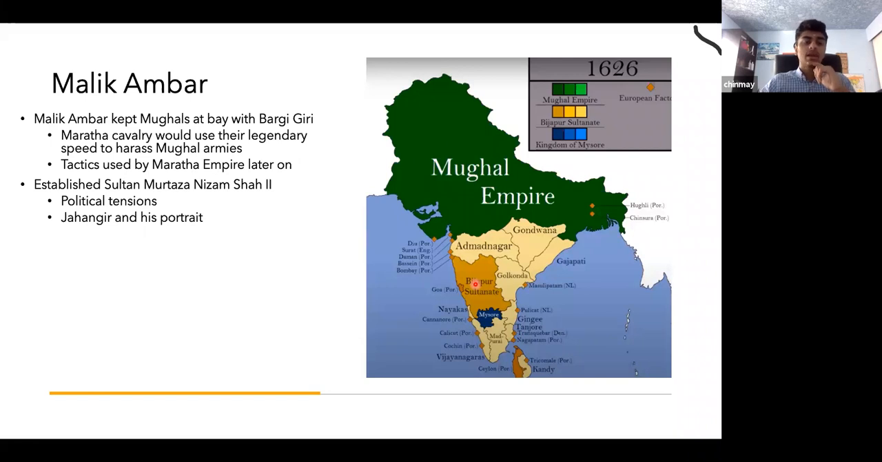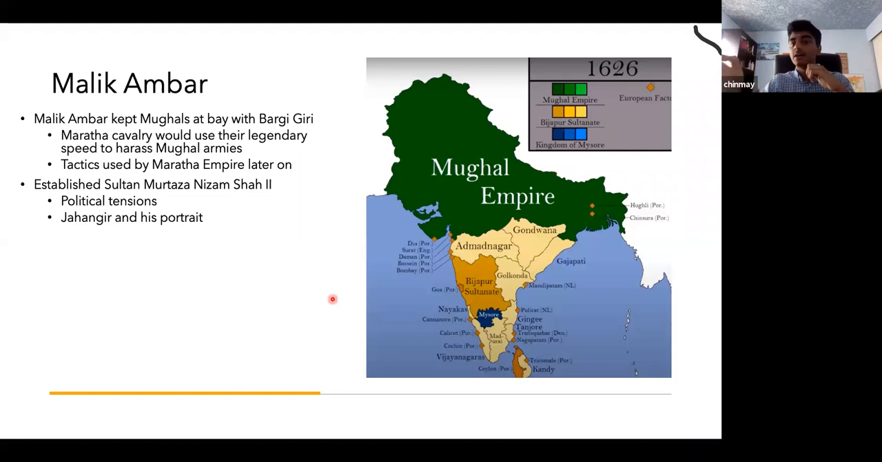So what Malik Ambar did was, he knew that the Indian nobility would not be happy with an African ruling over them. So he established a Sultan, Murtaza Nizam Shah, in Ahmednagar. And he had the Sultan marry his daughter. By marrying his daughter, this tied Malik Ambar very close to the throne without actually being upon it. And Sultan Murtaza was basically a puppet of Malik Ambar. Malik Ambar ran the show, but for name's sake, Murtaza was a sultan.